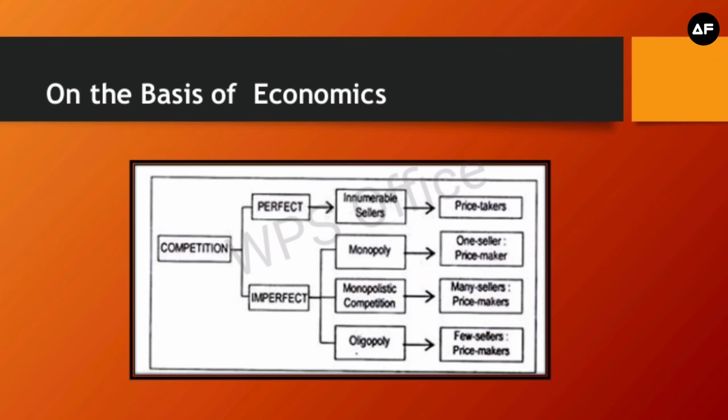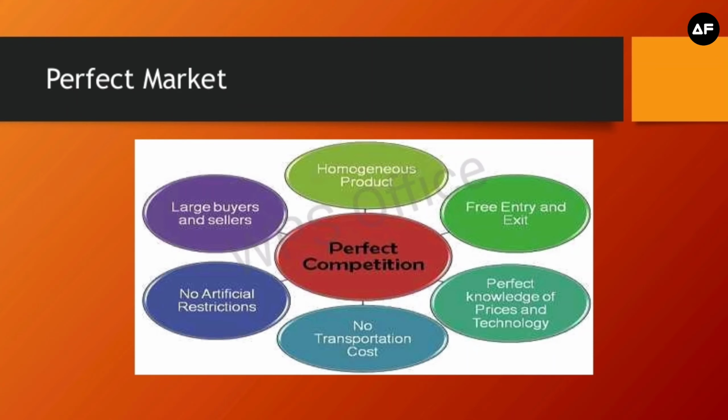So, let's see what a perfect market is. A market is said to be perfect when it satisfies certain points. The points are: a large number of buyers and sellers must be there. Secondly, the prices should be uniform throughout the market. Thirdly, the buyers and sellers have perfect knowledge about the market. Fourthly, goods can move from one place to another without any restrictions. And lastly, the goods are identical or homogeneous.